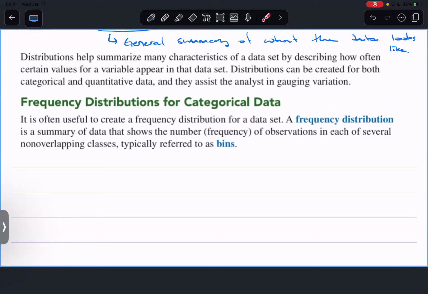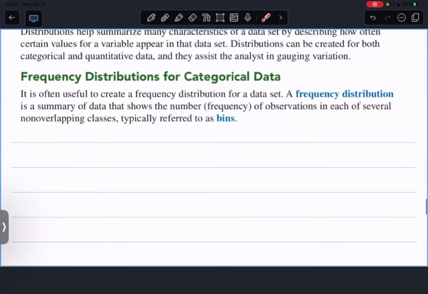For categorical data, like we said, there's not much we can do with that variable except maybe a frequency distribution. If we break down the words, a frequency is how frequently things appear in each category, and then we look at the distribution of those counts.